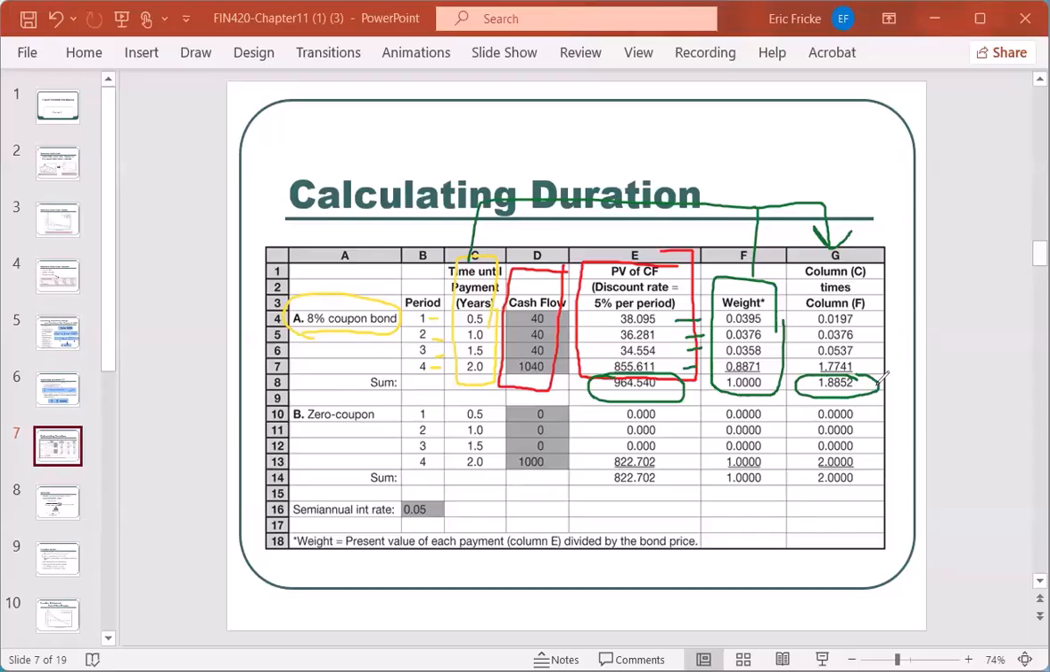All right, and so you can see here, the duration is a little lower because we've got some bond payments sooner than 2 years. Now they're small payments, so they didn't move the average time that much below 2, but they did move it a little because you got these small bond payments, right?